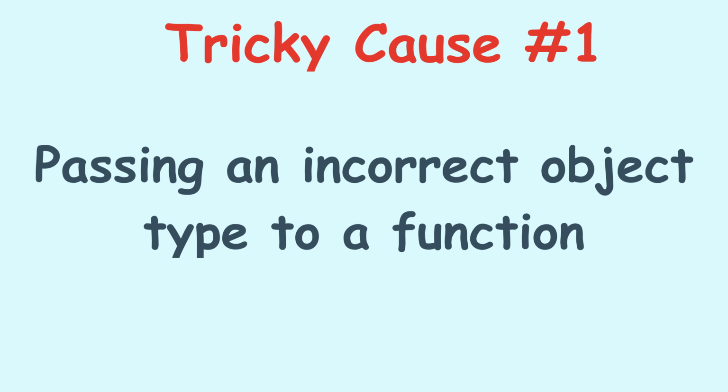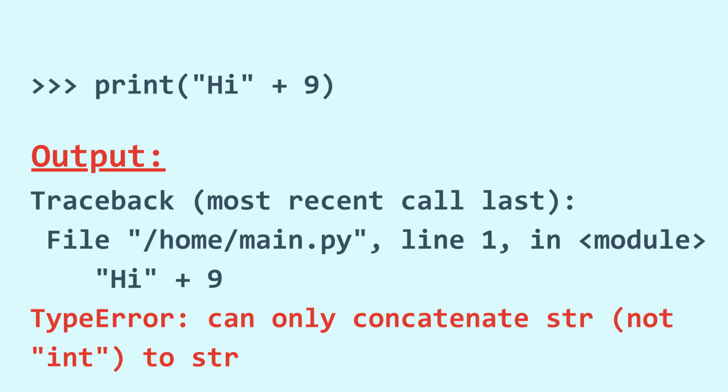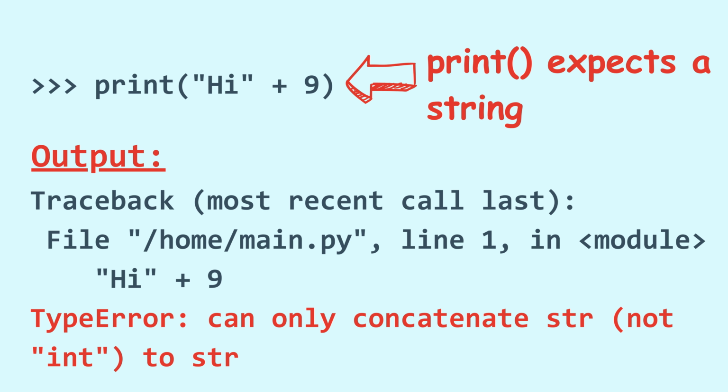Some of the tricky causes of TypeError are passing an incorrect object type to a function. For example, if a function expects a string and we are passing it an integer, it can result in TypeError, as the expected type is a string, but we gave it an integer.